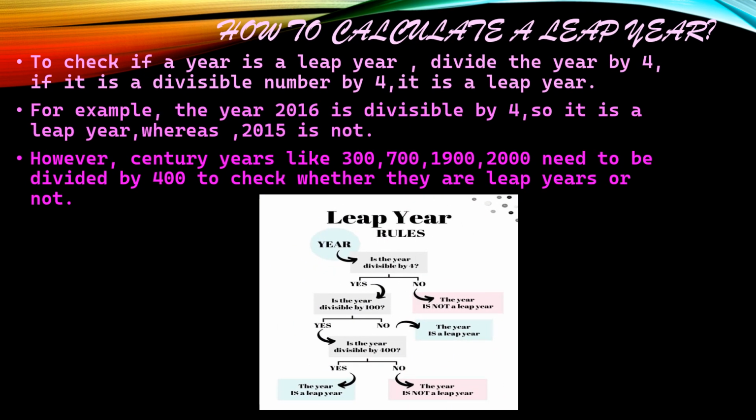How can we calculate a leap year? If we want to check if a year is a leap year, first we have to divide the year by 4. If it's divisible by 4, then it would be a leap year. For example, the year 2016 was divisible by 4, so it was a leap year, whereas 2015 was not. However, century years like 300, 700, 1900, 2000 need to be divided by 400 to check whether they are leap years or not.